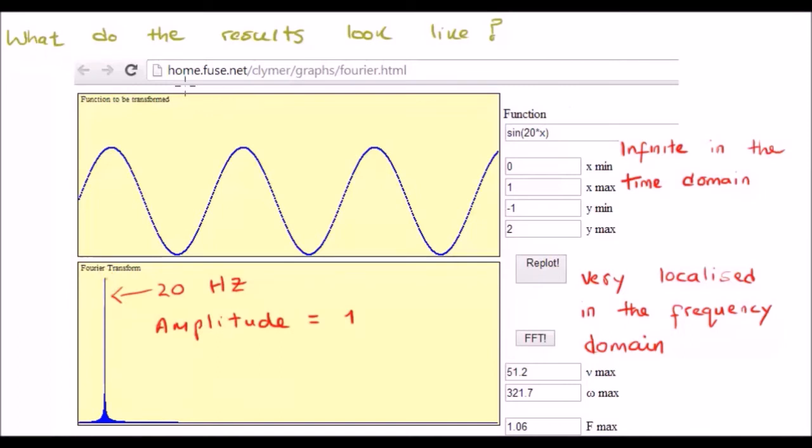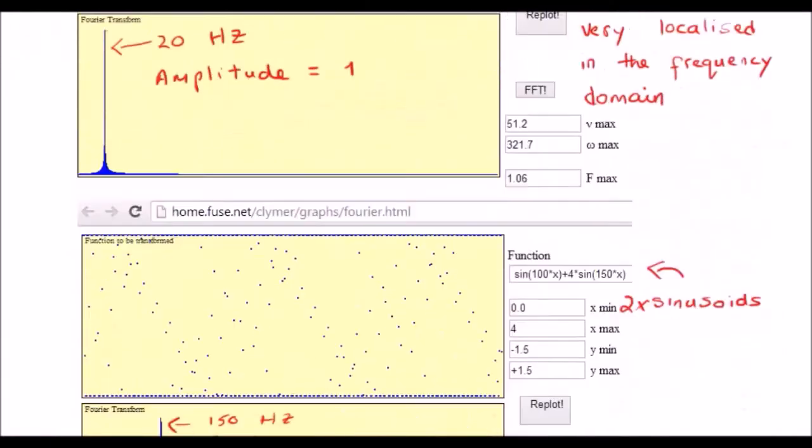Note, by the way, and this is very important, that this signal in the time domain is infinite in extent. You know, cosine goes from minus to positive infinity. In the frequency domain, however, it's very localized. And while I'm not going to discuss it, this is really where the Heisenberg uncertainty principle comes from.